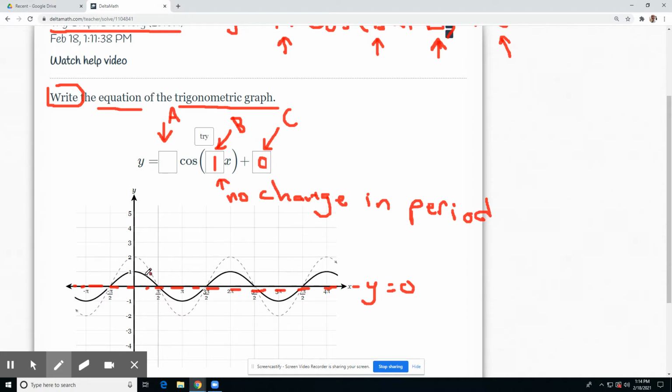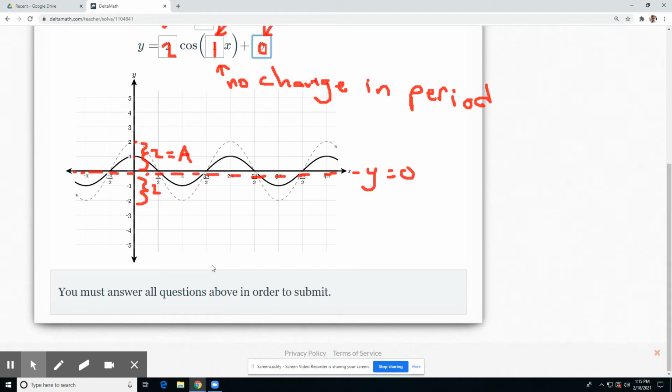Amplitude is how high it goes. So it went from 1 to 2. And notice it's the same on top and on bottom. The amplitude is 2. So that's our amplitude, how high or low it is from the midline. So that would be a 2 there. So all we have to do is fill that in. 2, 1, and 0.